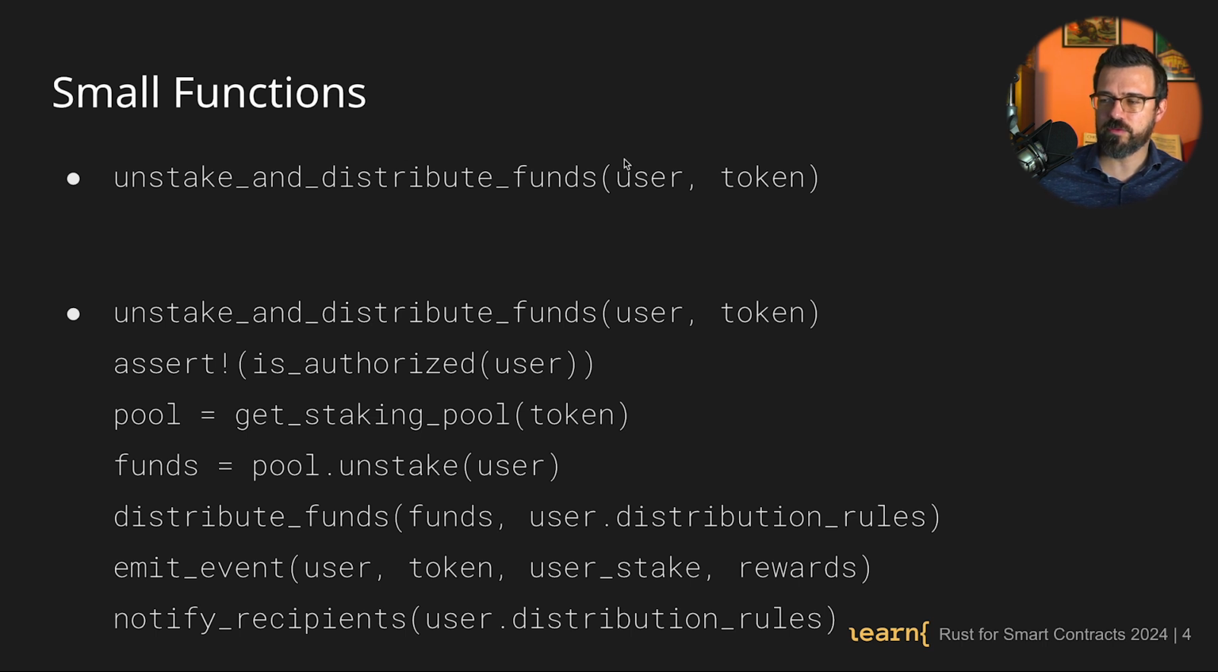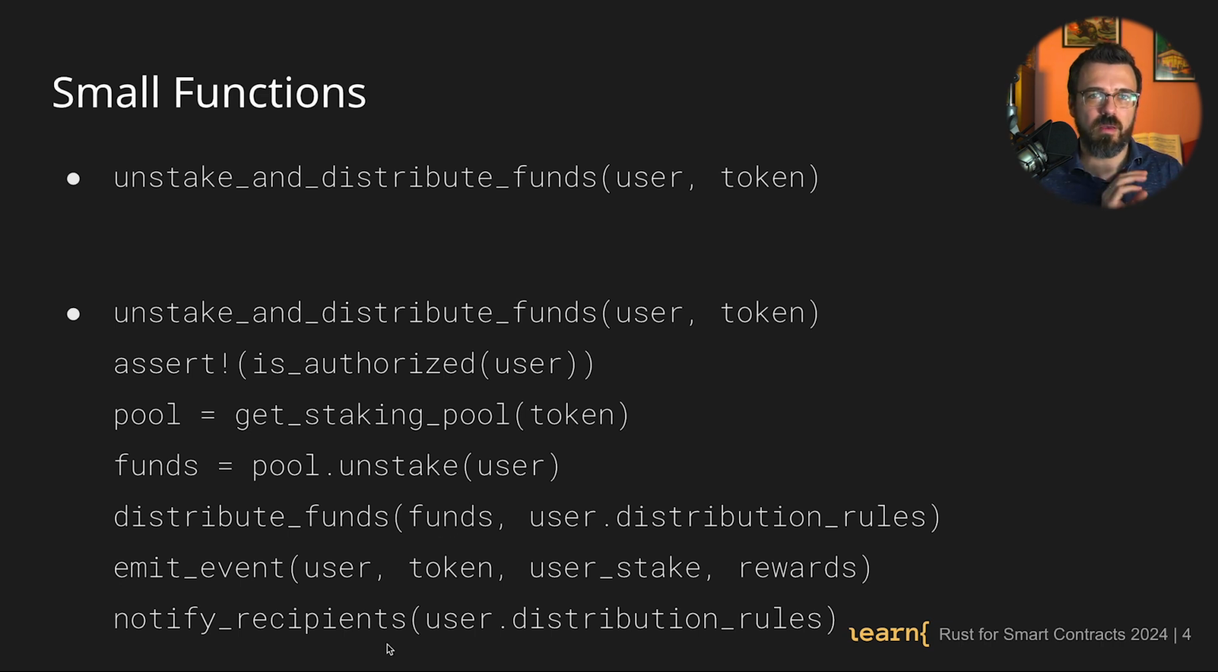Let's say this function is called with a user and a token, unstake and distribute funds. Well, first we should assert that the user is authorized to do this through whatever means we have at our disposal, and then get the staking pool, the associated staking pool with that token. And then I'm assuming the pool has an unstake function. We get some funds object that's pool.unstake. And then we distribute funds using the user's distribution rules. And then we maybe emit an event, we notify recipients, right?